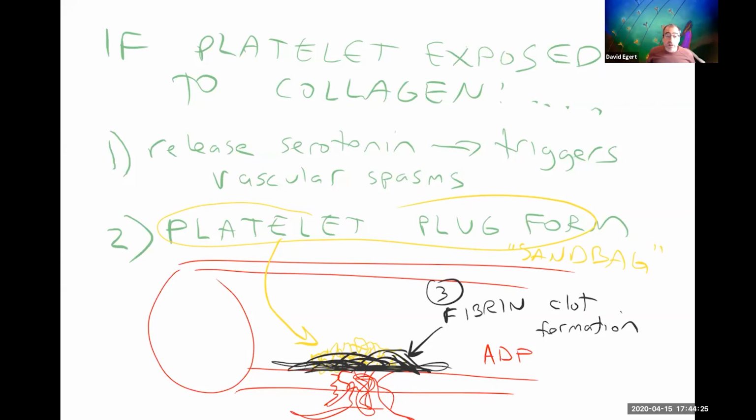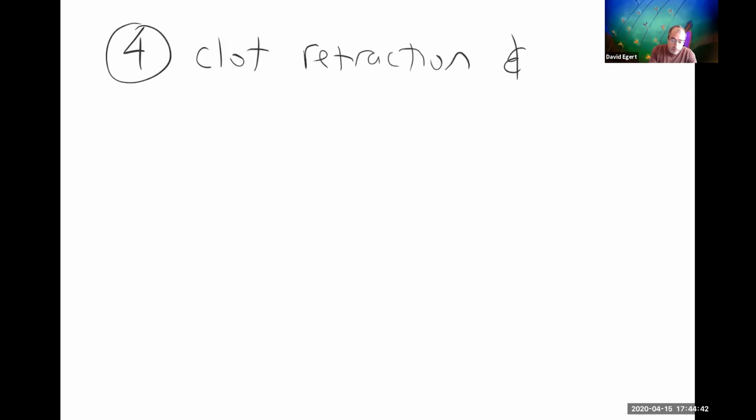Obviously in the big picture, you want to actually heal the damage. So that's going to be part 4. We call it clot retraction and repair. For clot retraction, I think it's actin and myosin. You basically pull the edges together and squeeze all the stuff out. And you have PDGF, platelet-derived growth factor. Let me just write it out. It's going to be easier.